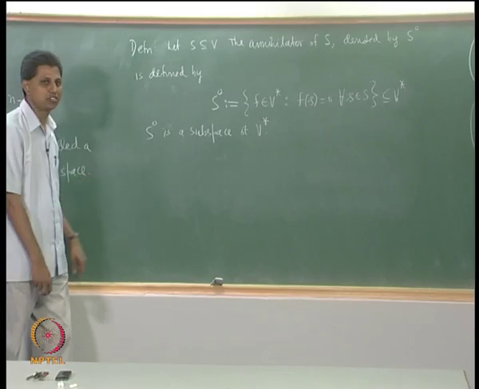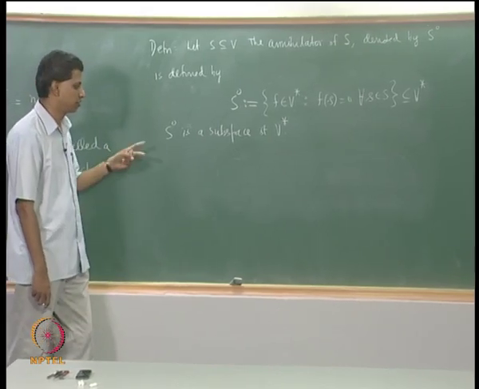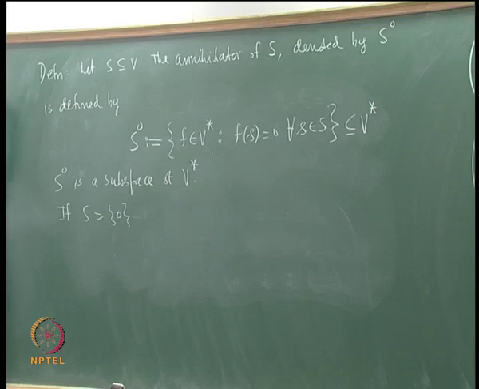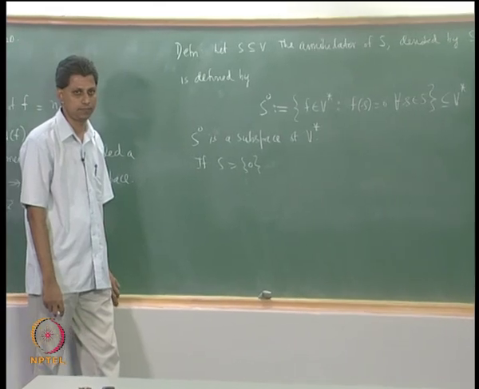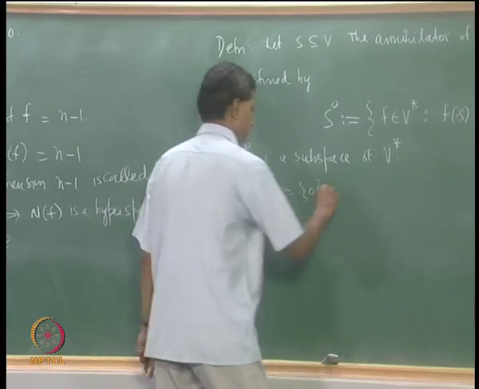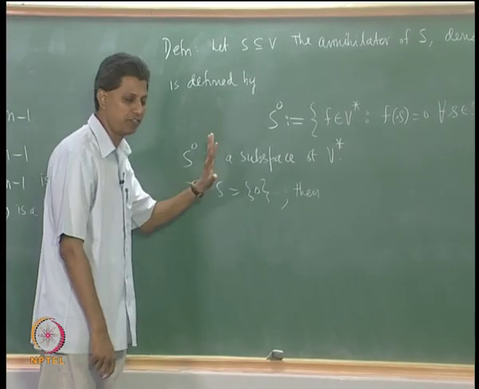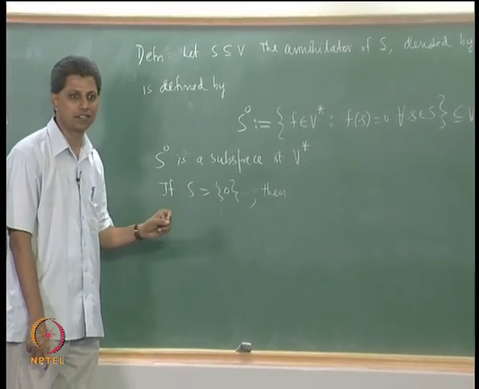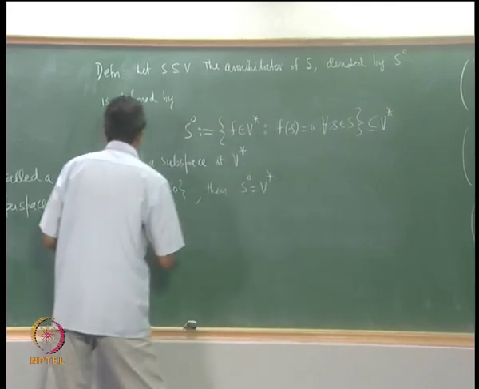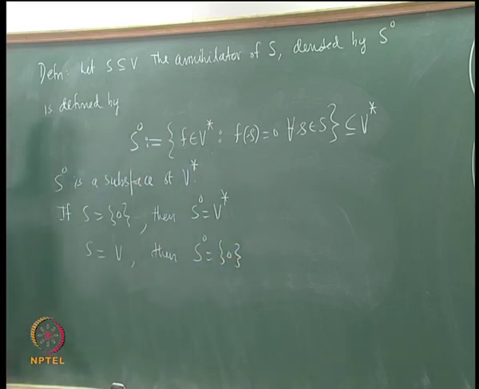Our interest is in determining the dimension of S0 given V is finite dimensional. S0 is a subspace. Let us look at two extremes for this S0. If S is the singleton 0, what is S0? All linear functions. A linear functional must satisfy the condition that f of 0 is 0. If S is equal to singleton 0, then S0 is the whole of V star. If S is equal to V, then S0 is the 0 functional.